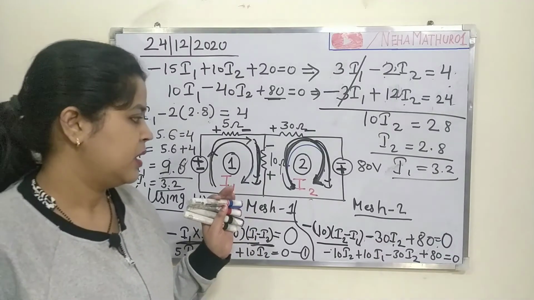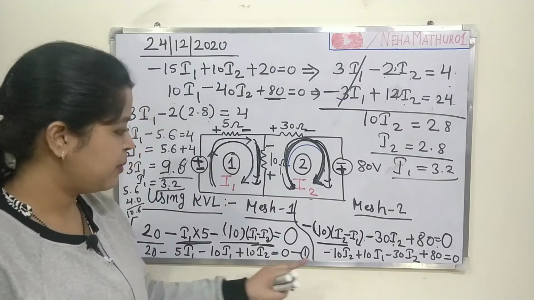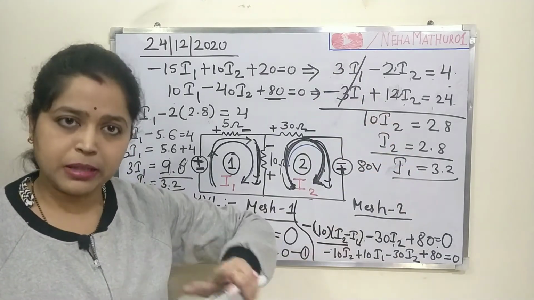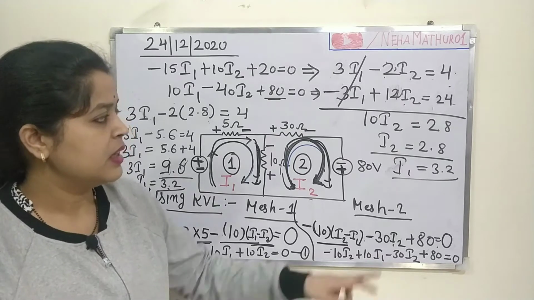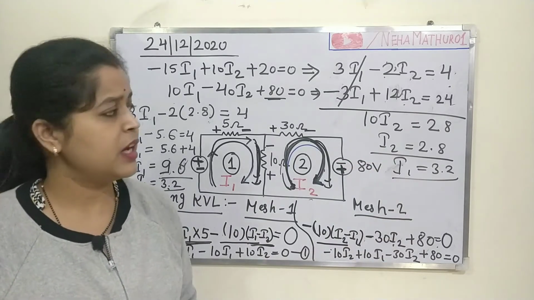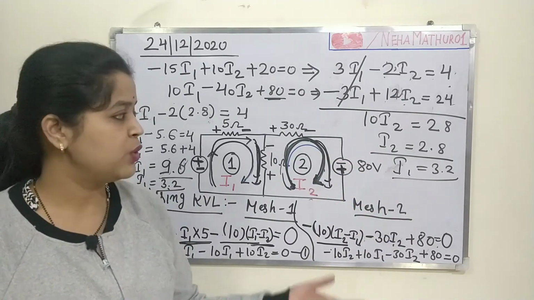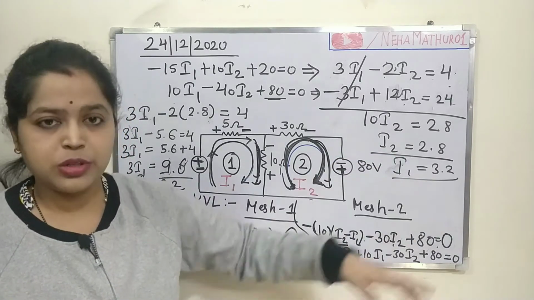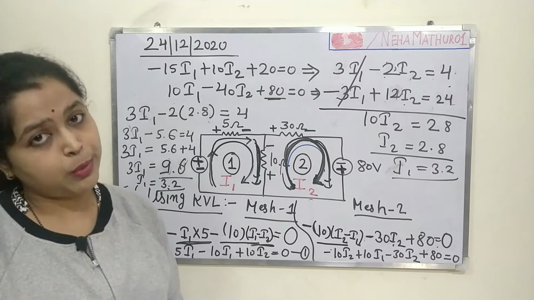So with the help of these two mesh equations, you applied basic mathematics rules and got the values of these two variables. Here you have two variables, I1 and I2, and you already found both of them. I1 is equal to 3.2 ampere and I2 is equal to 2.8 ampere.